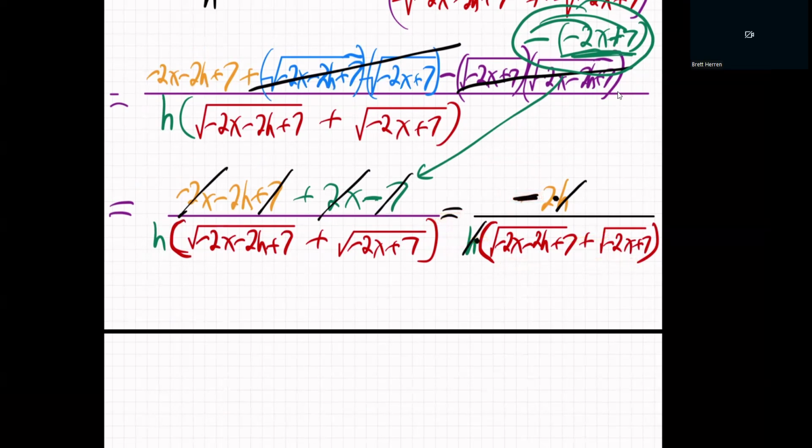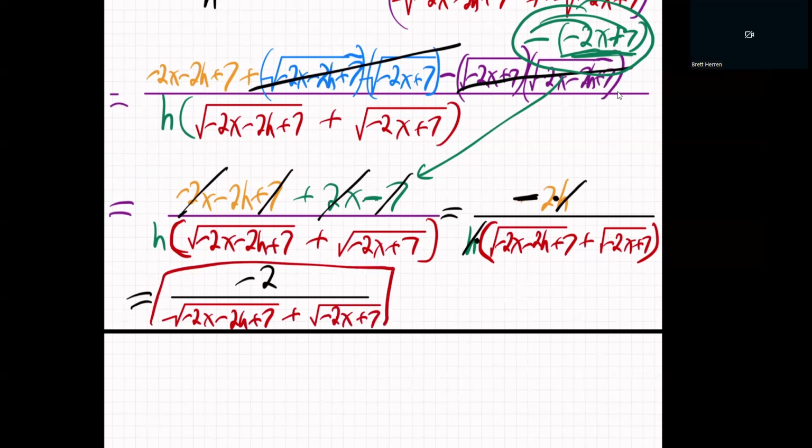All those are good. And so here, I'll just write a final answer if it's helpful for you. So the final answer then: minus 2 over minus 2x minus 2h plus 7 plus the root of minus 2x plus 7. There it is. All right, that's the hard part. We have made it through the hard part. We got rid of the roots from the top.